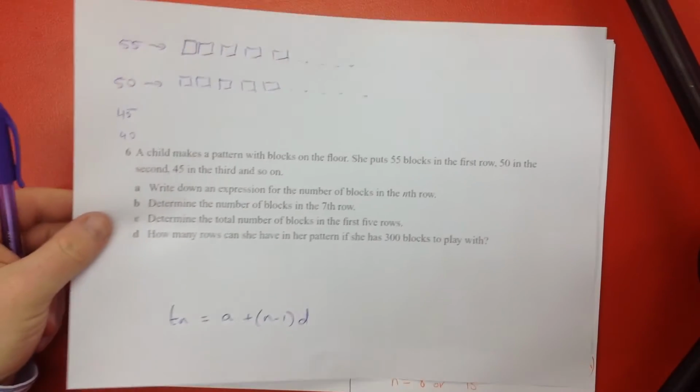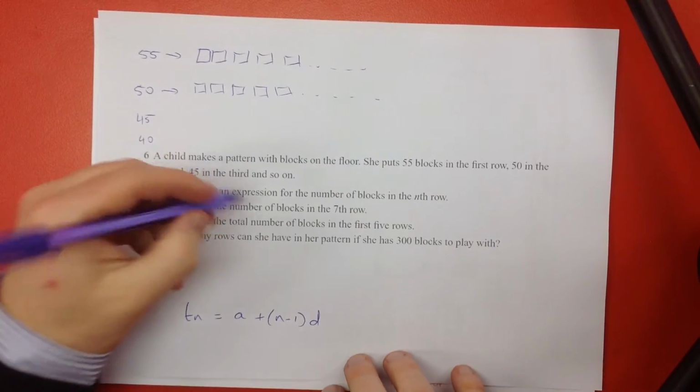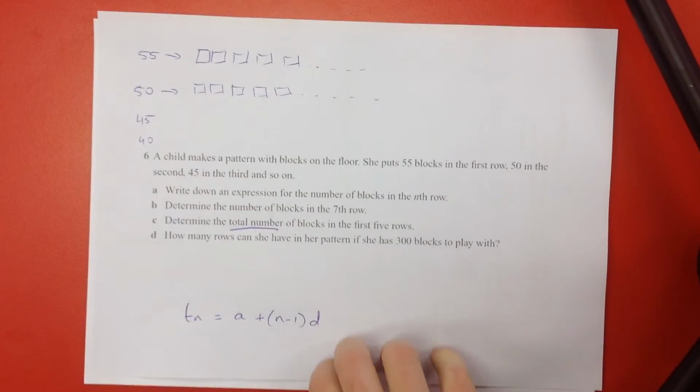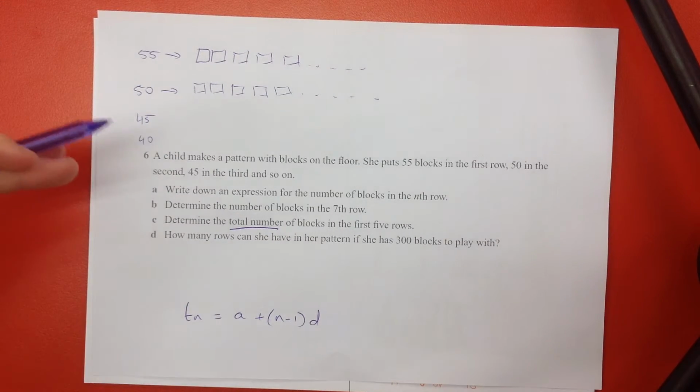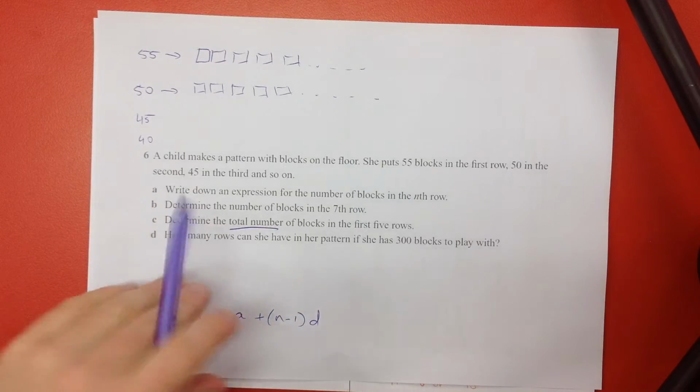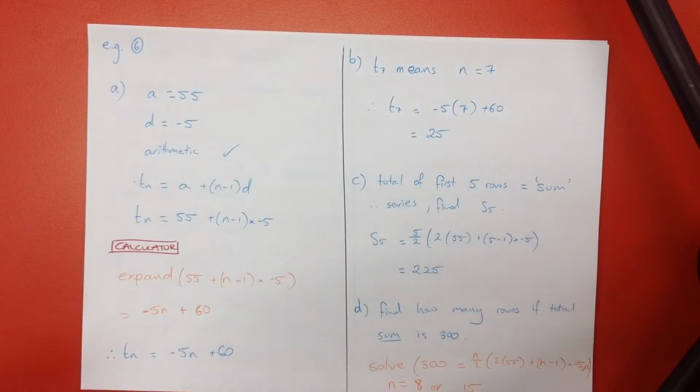Alright, what are we being asked in C? Determine the total number of blocks in the first 5 rows. See this word total? If it says total, usually that means sum. So it'll either say sum of or total. I think those are the only 2 buzzwords that we hear. The total number of blocks in the first 5 rows is the 55 and the 50 and the 45 and the 40 and the 35. We could do that by hand, but let's use the formula because that's what we're here for.